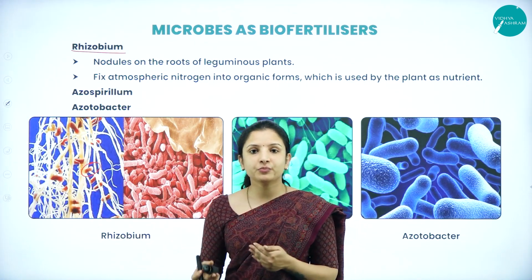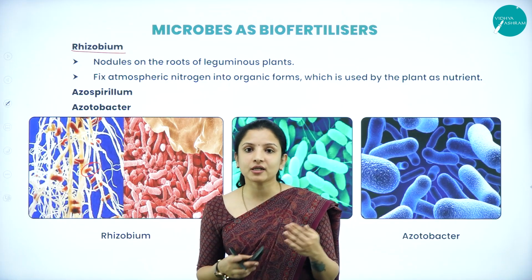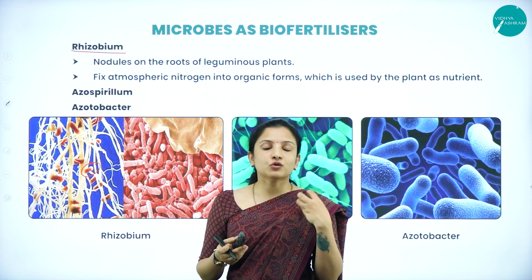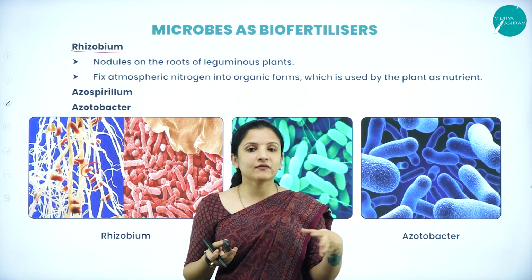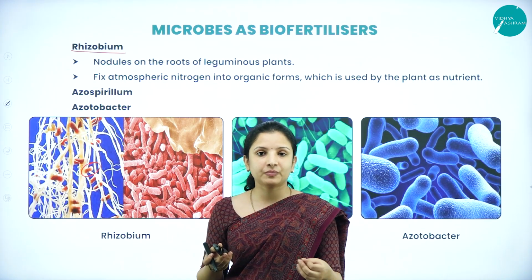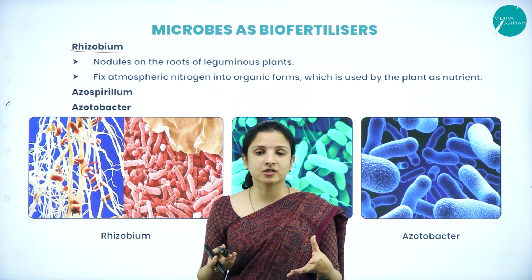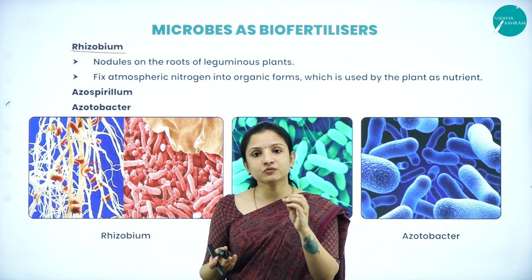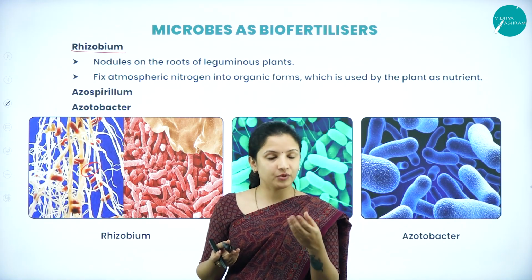These Rhizobium usually have a symbiotic association with the roots of the leguminous plants. What these Rhizobium do is, they go and reside in the roots of the plant, forming nodule-like structures, and therefore they reside in the nodules, and the nodules act like a nest for the Rhizobium bacteria.